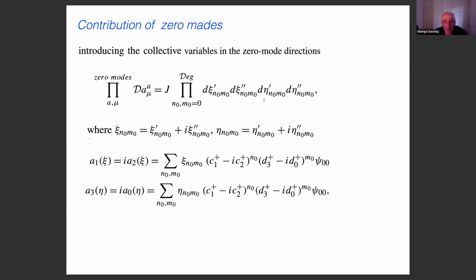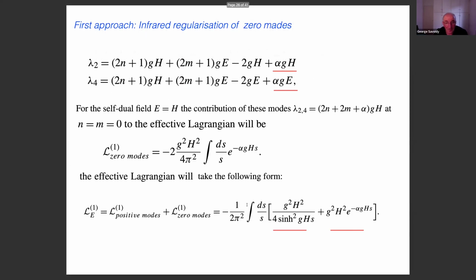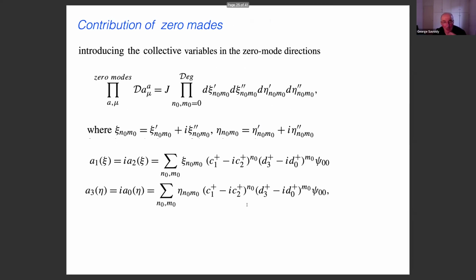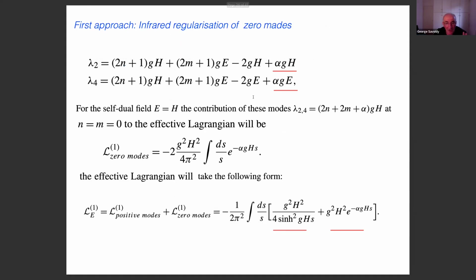But here we have to integrate over infinite of them, including the degeneracy. I just remind this integral. So first, I was thinking how to calculate this. And I just said, okay, let me do something else. So something else was the following. I artificially added terms alpha times GH and alpha times GE to the spectrum.